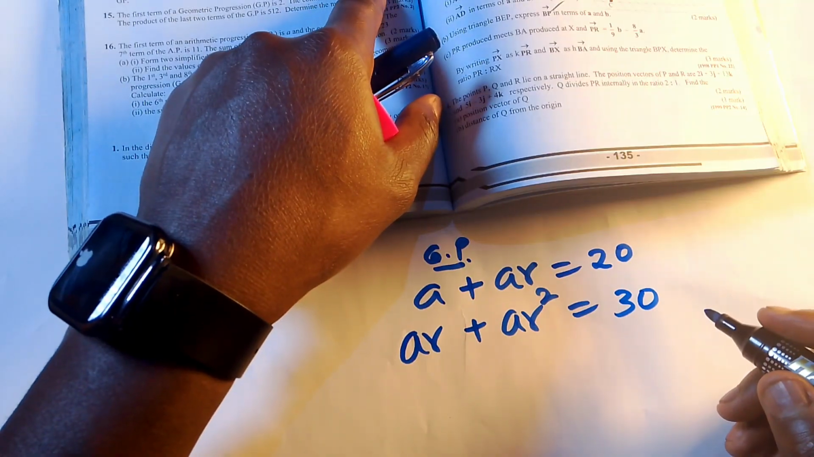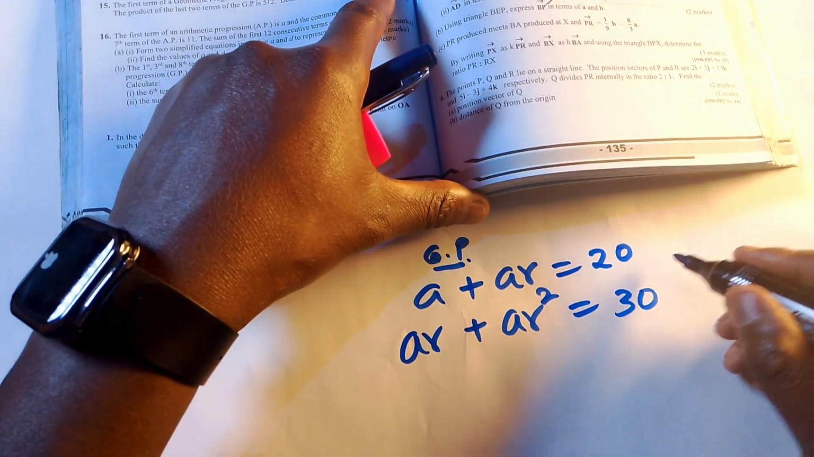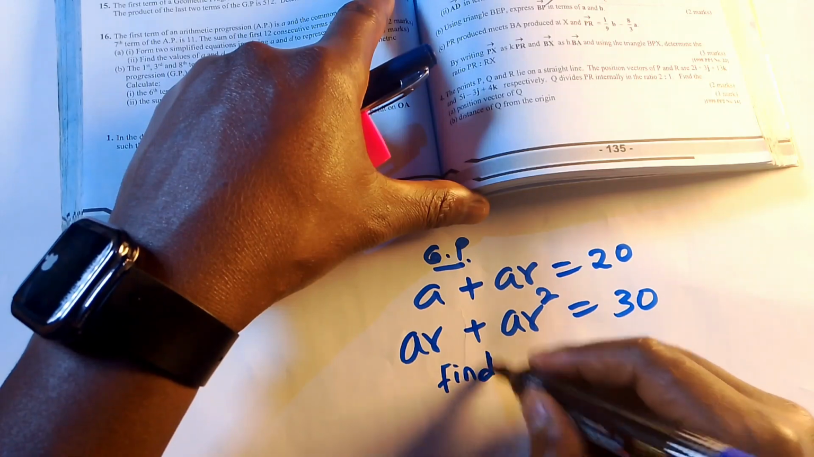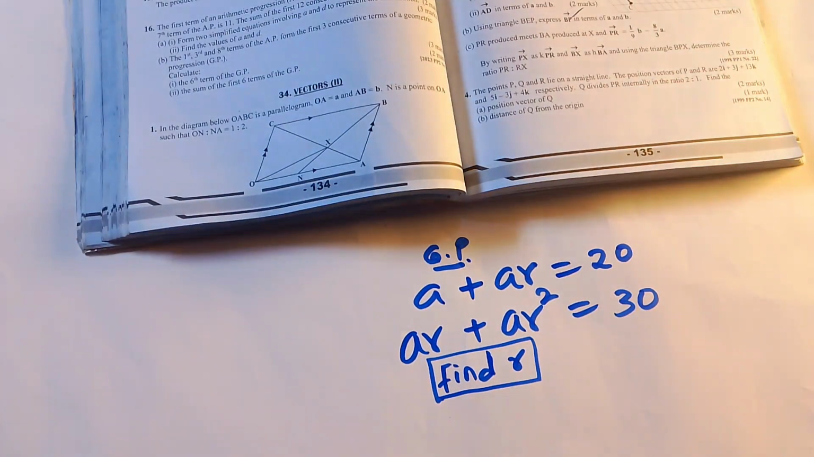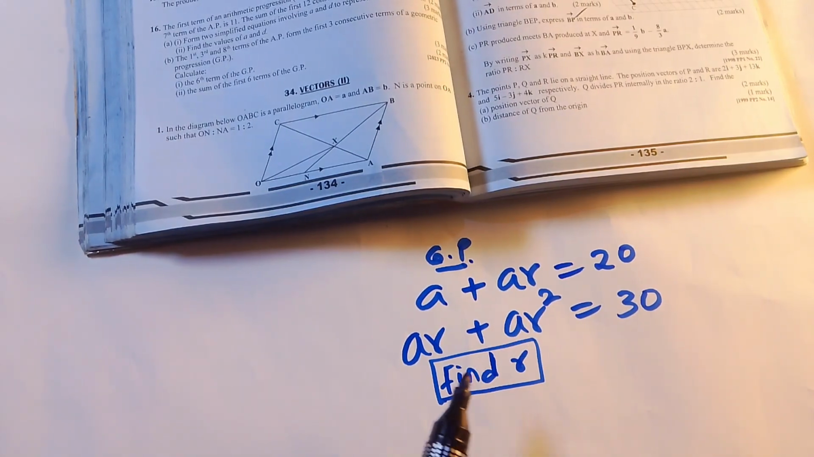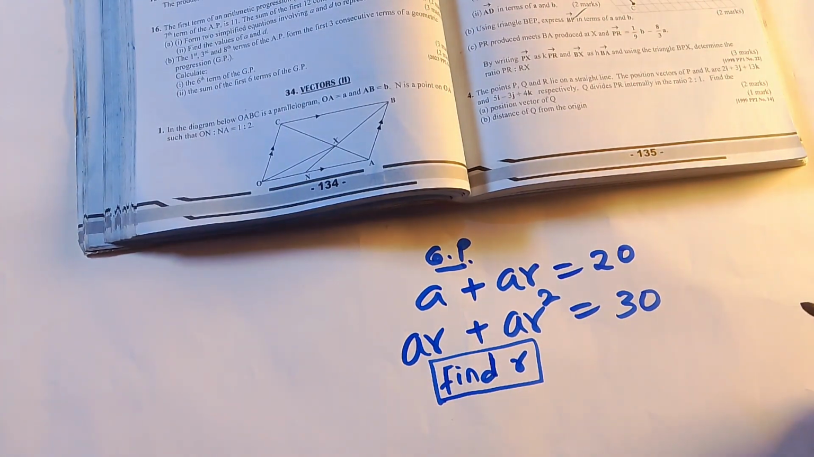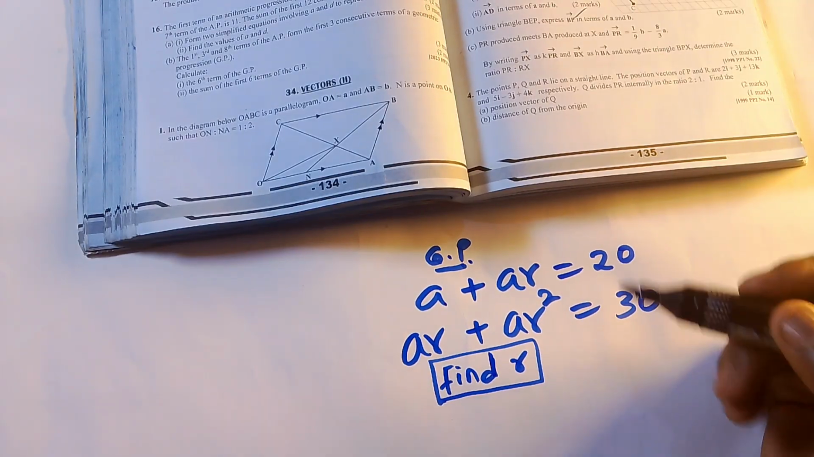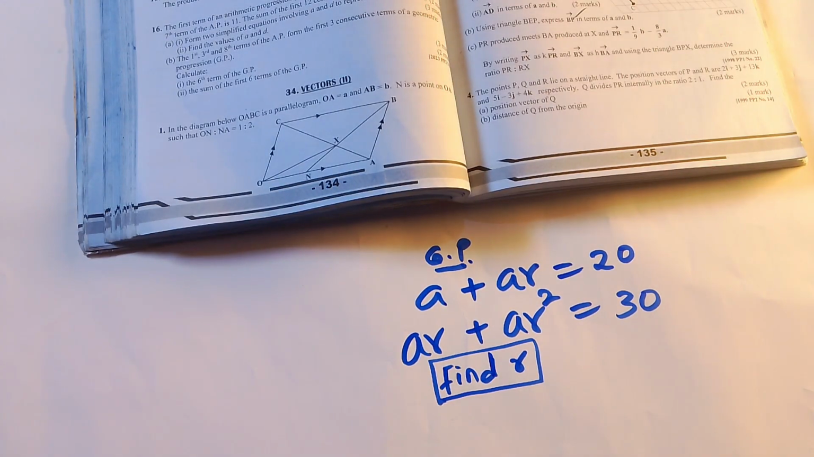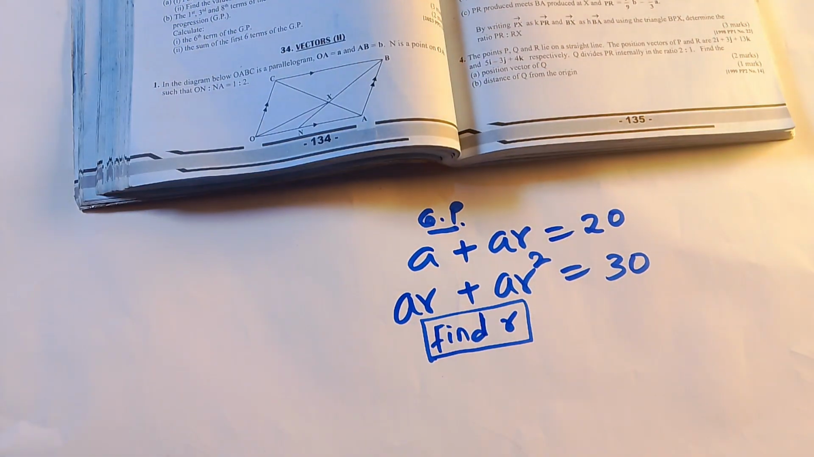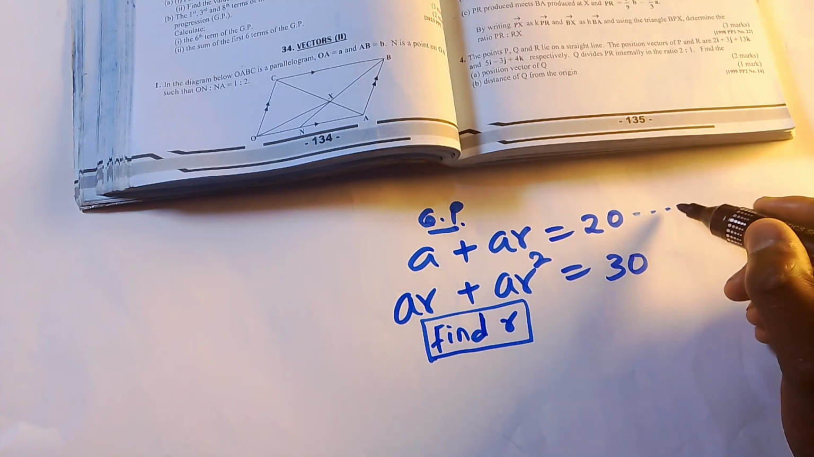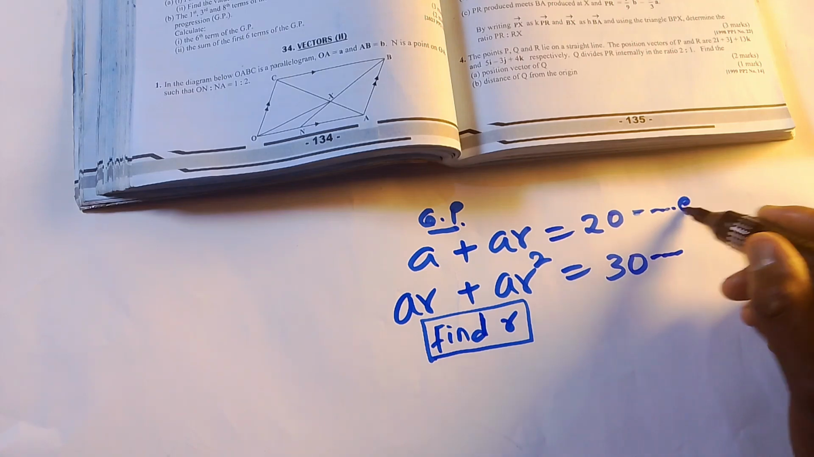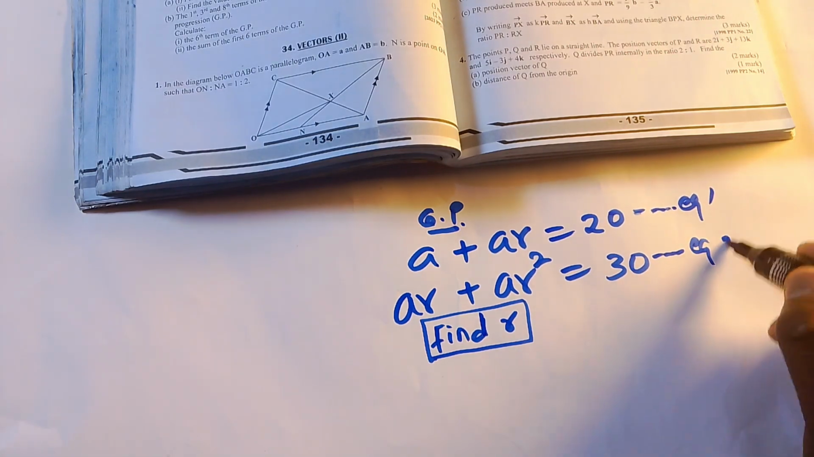The question reads, determine the common ratio of the GP. We are being told to find R. We have not been given anything else: A plus AR is 20, the sum of the first and the second term of a GP is 20, and AR plus AR squared is 30. We are told to find the ratio. These two are like simultaneous equations, so we have an equation 1 and an equation 2.